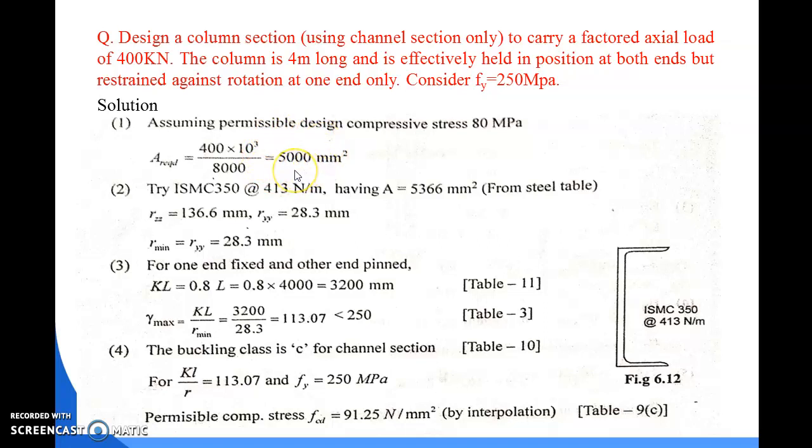So as per the area required, we need to find out the section that is already given in the question. We can only use the channel section. So in the steel table, we can find out the area which is nearly greater than 5000. Hence, we will get a value of area which is 5366 mm square, and this area is for the section ISMC 350 at the rate of 413 Newton per meter. So in this way, we can find out the section from the factored axial load. So today this much. We will solve this question in the next class.